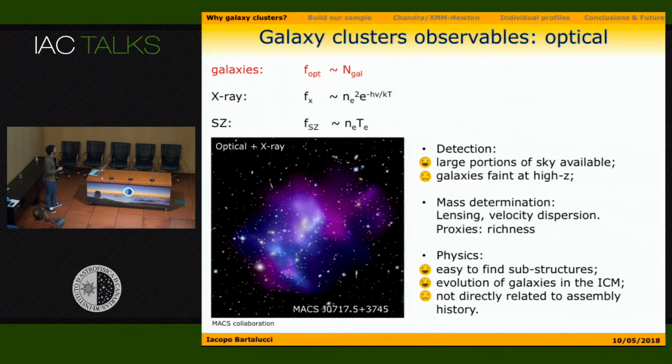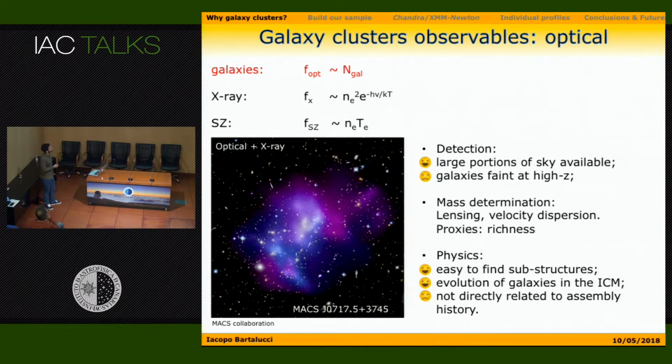We have seen that galaxy clusters are formed by different components, so we can look at different wavelengths. The first one is looking at the optical, so we look at galaxies. The good thing about using the optical to detect galaxy clusters is that we have a large portion of the sky covered by surveys, for example, SDSS or other surveys. The problem is that galaxies at high redshift are faint, so it's hard to reach high redshift using the optical.